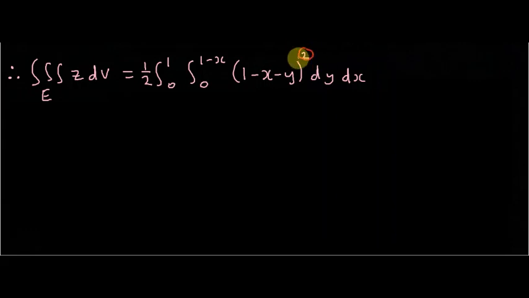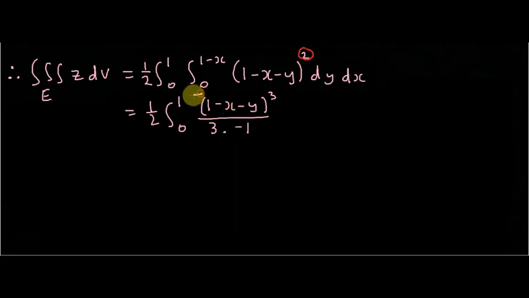Of course, we needed a 2 here. So let's proceed to evaluate the integral. Now, the antiderivative of this will be (1 - x - y)^3 divided by 3 and divided by the derivative of the inner function with respect to y. This, of course, is evaluated from 0 to 1 - x.